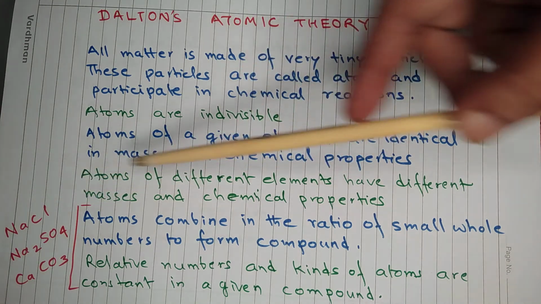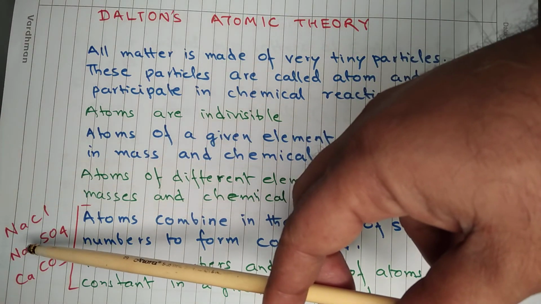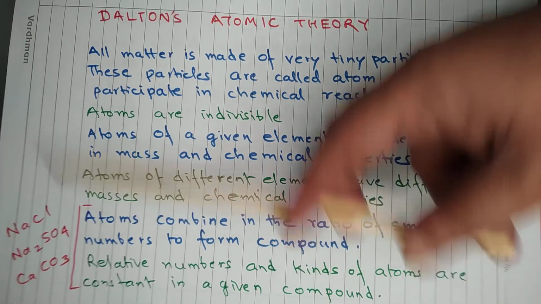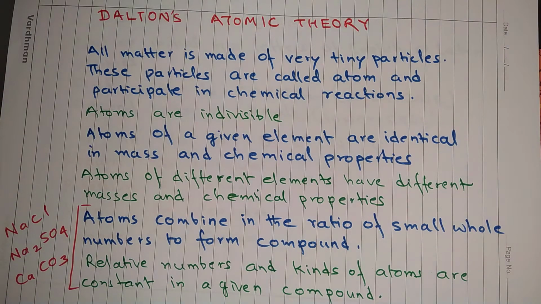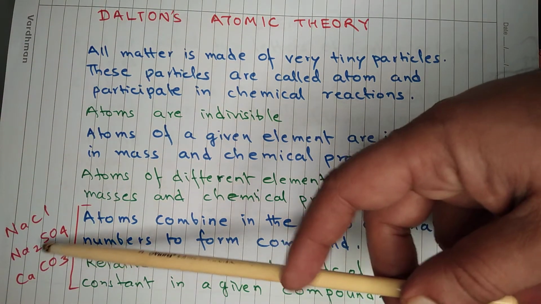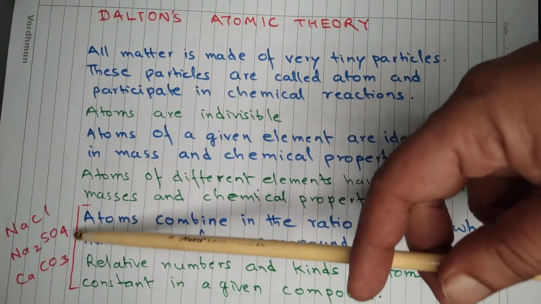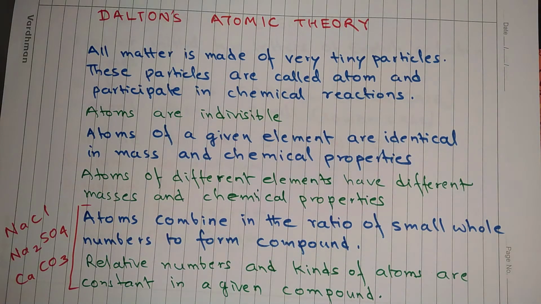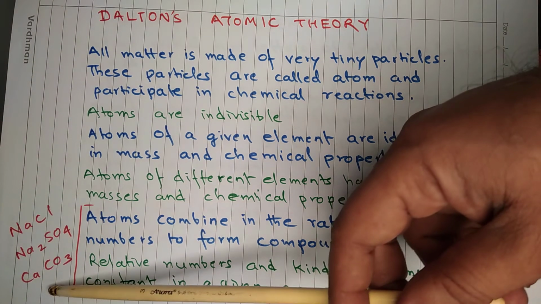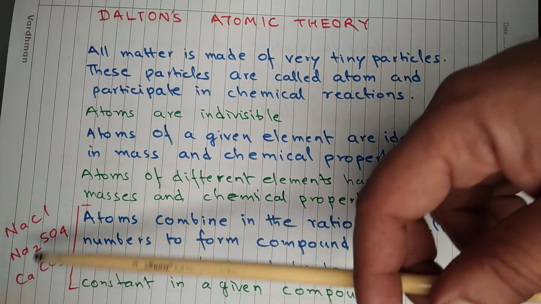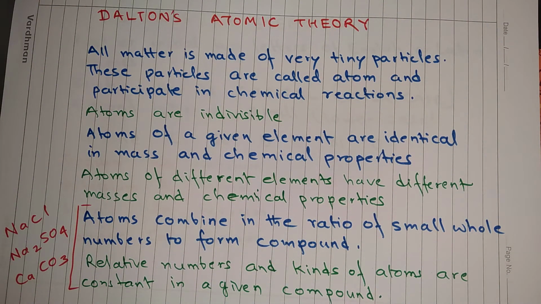For sodium chloride, it will always be one atom of sodium combining with one atom of chlorine. For sodium sulfate, two atoms of sodium will combine with one atom of sulfur and four atoms of oxygen. For calcium carbonate, one atom of calcium will combine with one atom of carbon and three atoms of oxygen. So it will always be the same.